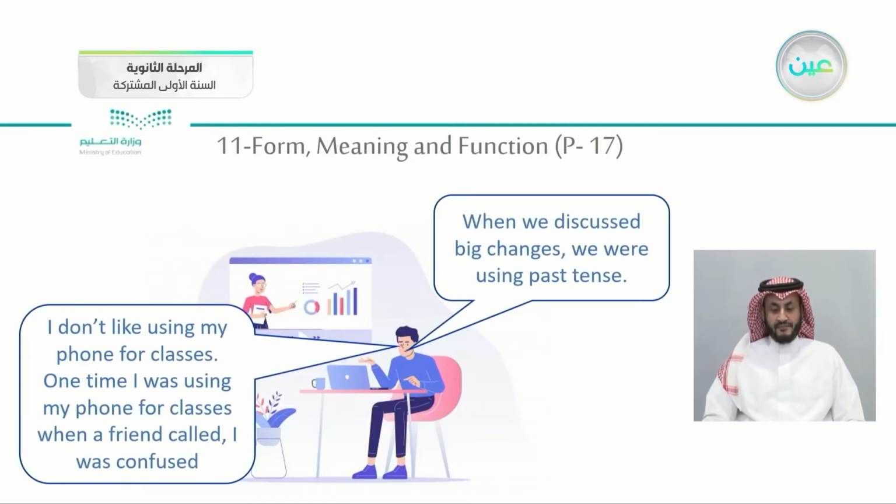Okay, so here we're having our friend back again. Here, what did he say? When we discussed big changes, we were using past tense. Notice, discussed, were using. The other sentence, I don't like using my phone for classes. One time, I was using my phone for classes when a friend called and I was confused.